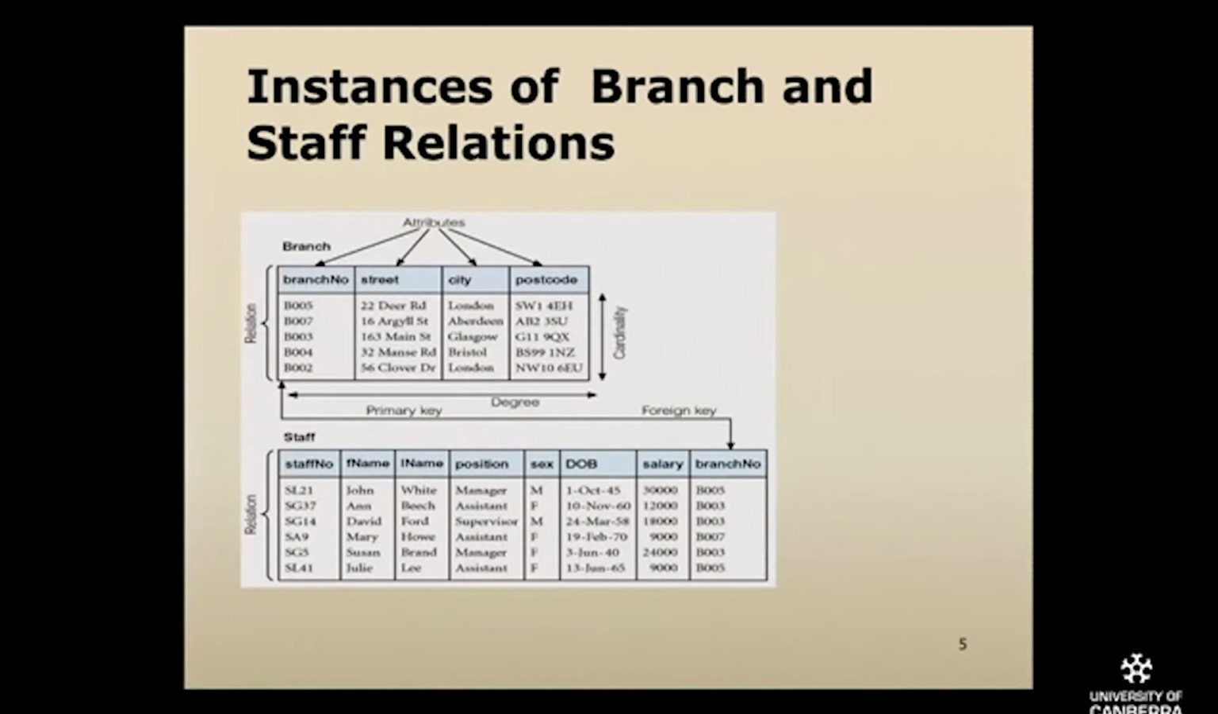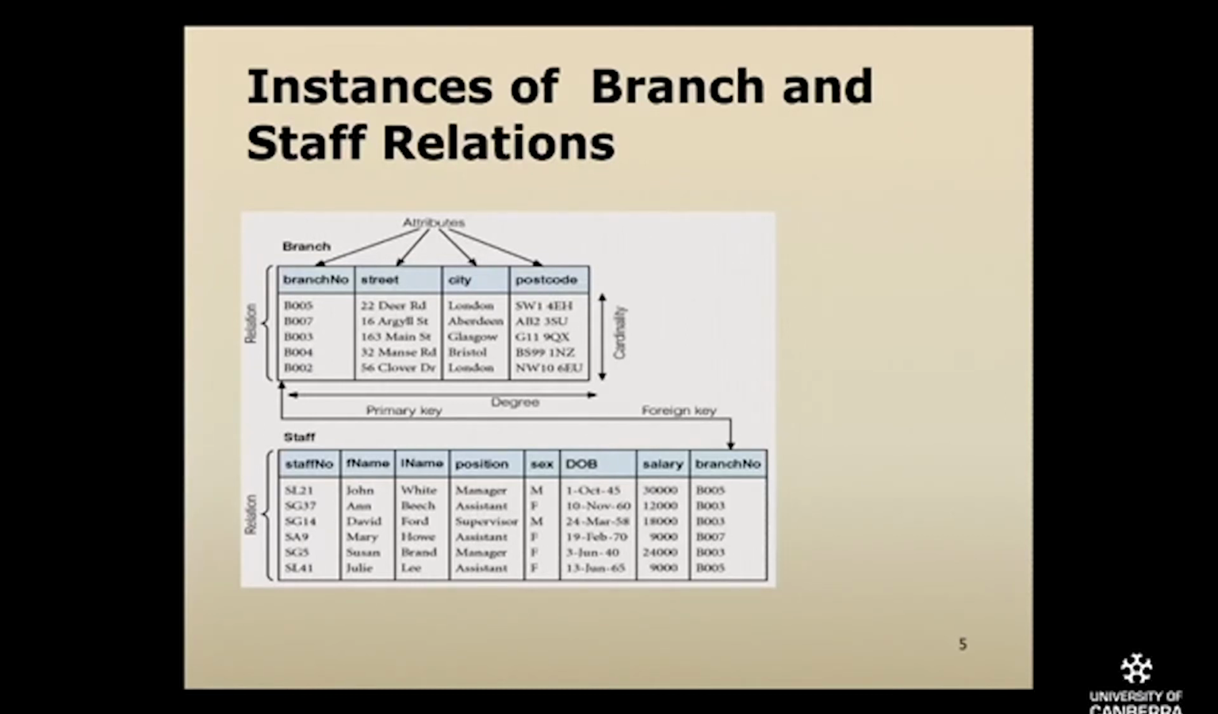So have a look at these two tables. It comes from your book. So we have got a table branch and a table staff, right? Or entity branch or entity staff. Entity and table and relation, same thing, right?